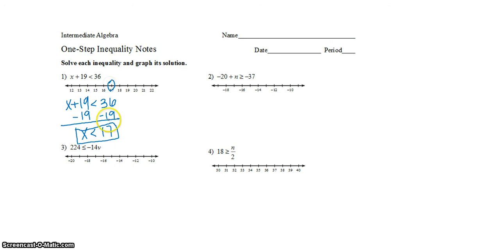I do my open circle, and then x is on the little side of the symbol. So if you remember, little goes to the left. So I shade to the left.